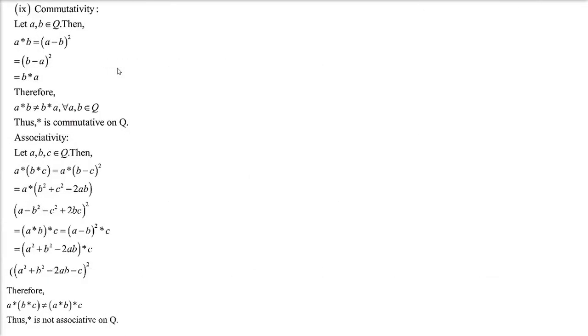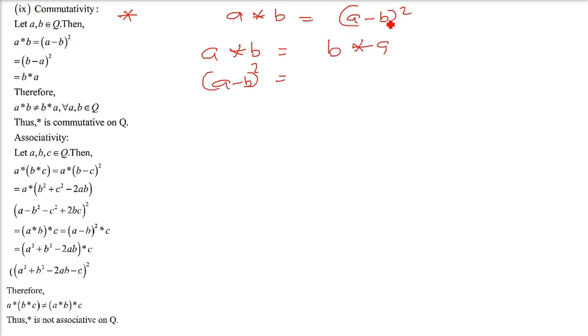Coming to the ninth part. We have star on Q defined by A star B is equal to (A minus B) whole square. So is A star B equal to B star A? A star B is (A minus B) whole square. B star A is (B minus A) whole square. Now what do you see here? This (B minus A) whole square is eventually equal to (A minus B) whole square only.